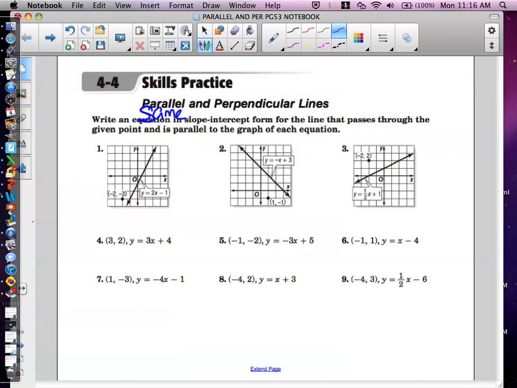Perpendicular lines: their slopes are opposite reciprocals. The product of the slopes of perpendicular lines is -1. Okay, basic foundational information here. All right, so let's look at, on page 53, number 4.